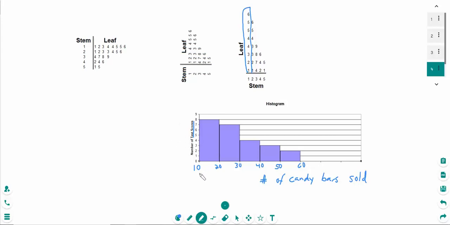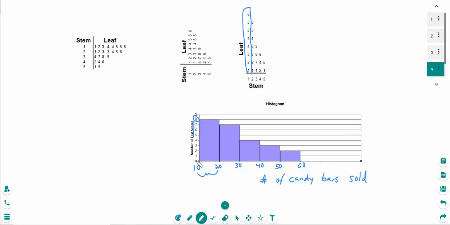Okay, so if I have this range from 10 to 20, how many people sold candy bars in the range of 10 to 20? Well, if you look at the graph, follow this bar up, it lines up with the 8, right? So we would say 8 people sold between 10 to 20 candy bars. All right, and then it looks like 7 people sold between 20 to 30 candy bars. And then if we keep going down, only 4 people sold between 30 and 40 candy bars. Only 3 people sold between 40 and 50, and only 2 sold between 50 and 60. And that all lines up with this stem and leaf plot up above.